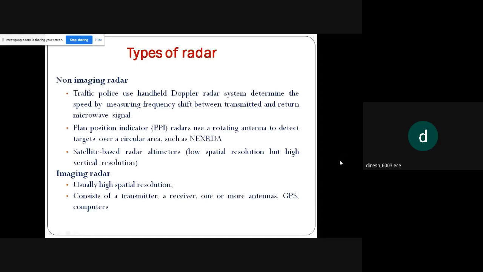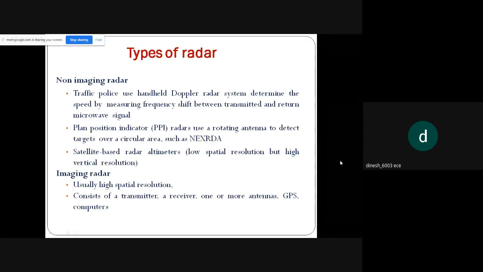Whereas non-imaging radar is also used in the plan position indicator. These PPI radars use a rotating antenna to detect targets over a circular area, such as MEX radar, or called MEX RDA. The antenna which is present in the satellite or in the aircraft will rotate over a circular area. Depending upon the circular area, it will identify what target is present.